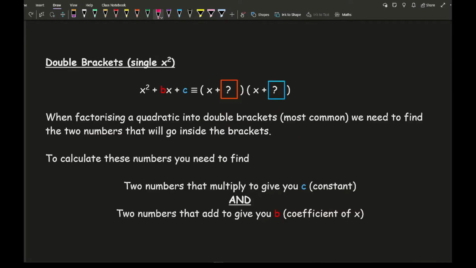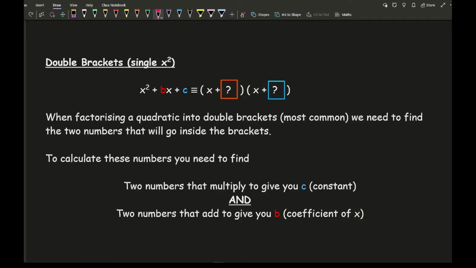So now let's have a look at double brackets, which is the main theme of this video. Now this video is only going to cover factorising quadratics when you've got a single x squared. It is possible to factorise quadratics into double brackets when you've got multiple x squared, but that's going to be classed as a much higher level, looking at higher GCSE or dipping into AS level.